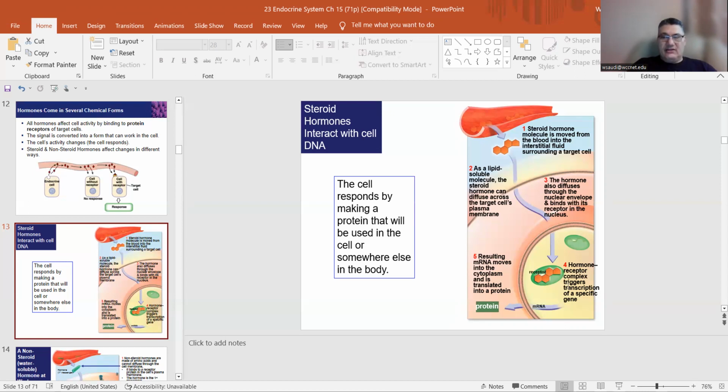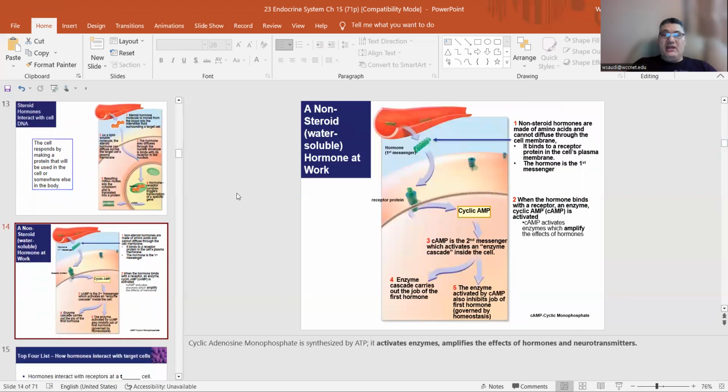affecting the DNA. The DNA will take that order or signal, and it will make messenger RNA carrying instructions for a specific protein. Which protein? Whatever the hormone told me to do. And I will make that protein in the ribosomes. On the other hand, if this hormone is non-steroid, amino acid, peptide, or protein, whatever it is, in all cases, it's not lipid. It cannot cross the lipid membrane.